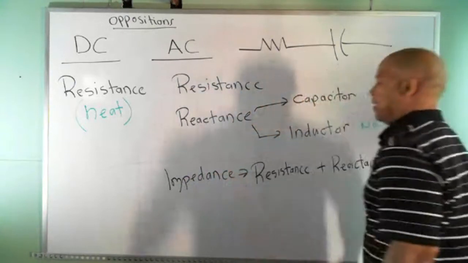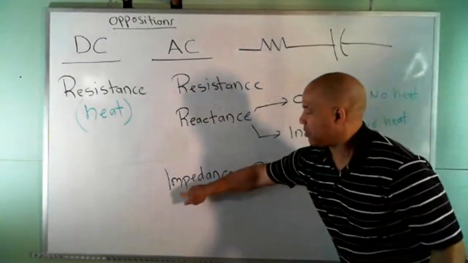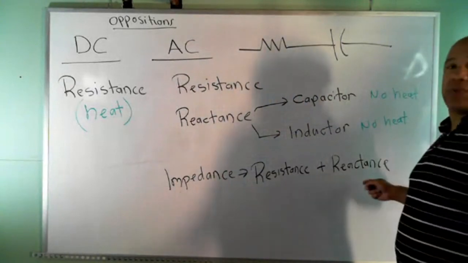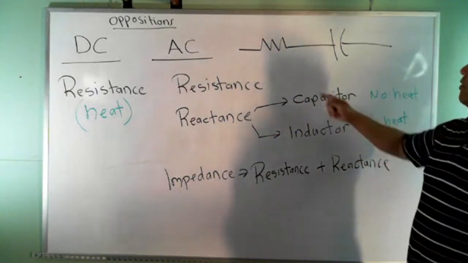And this is the way to think about it. That's an M, by the way. It's a terrible looking M. Impedance is resistance plus reactance. So I have a mixture of it like this.